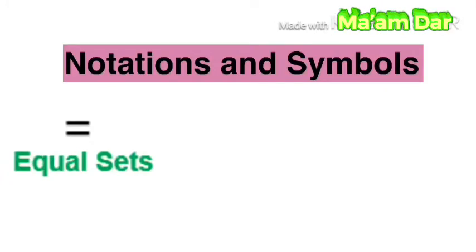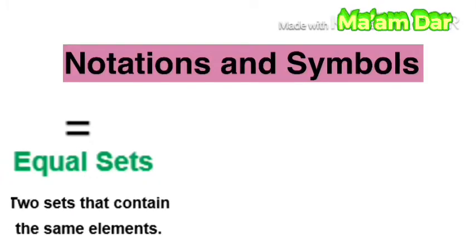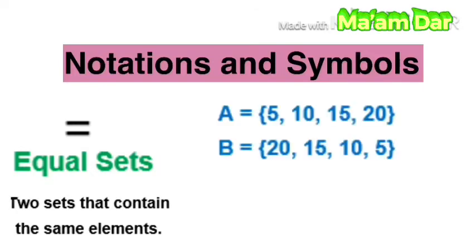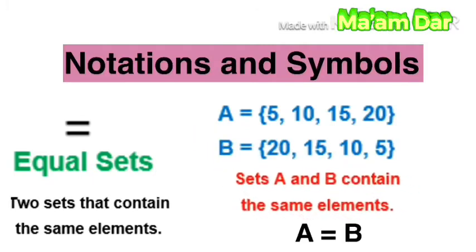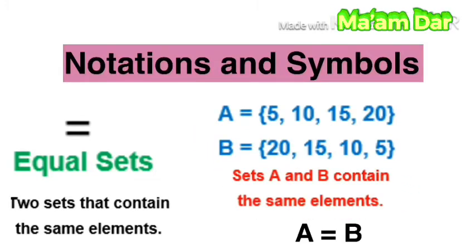Equal sets are two sets that contain the same elements. Exactly the same element. For example, the elements of A are 5, 10, 15, and 20. The elements of B are 20, 10, 15, and 5. Same ra sila og elements. Then they are equal sets. A and B are equal sets.